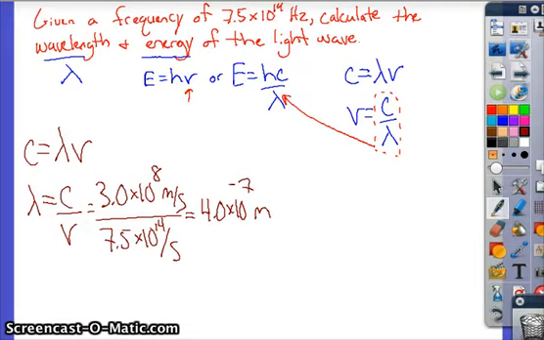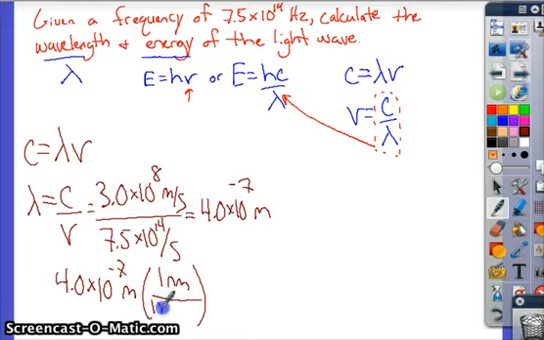And if the question asks for nanometers, we'd have to convert meters into nanometers. Using the information that 1 nanometer equals 1 times 10 to the negative 9 meters, we can take the 4.0 times 10 to the negative 7 meters, and that's going to give us a wavelength of 400 nanometers. We want to have two sig figs because our initial value had two sig figs. So 400 with two significant figures would be 4.0 times 10 to the second nanometers.